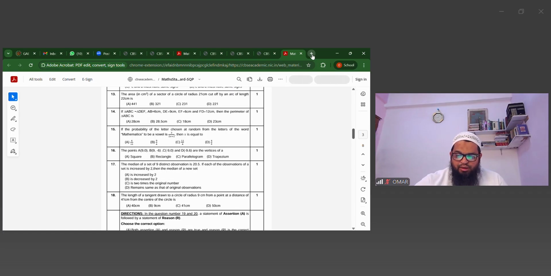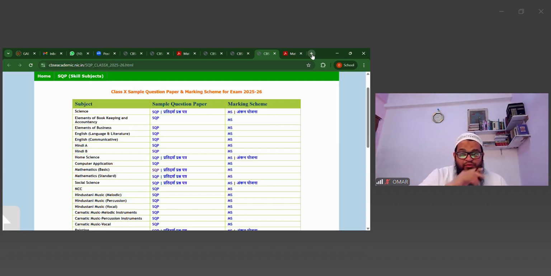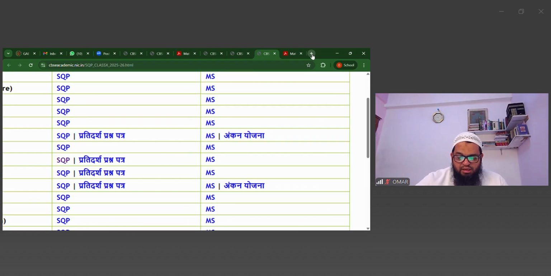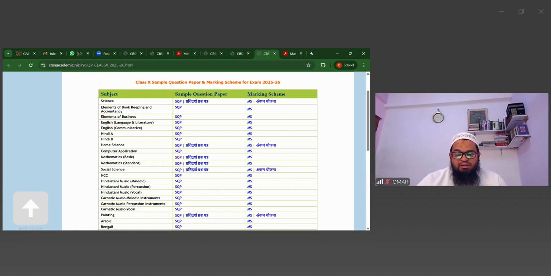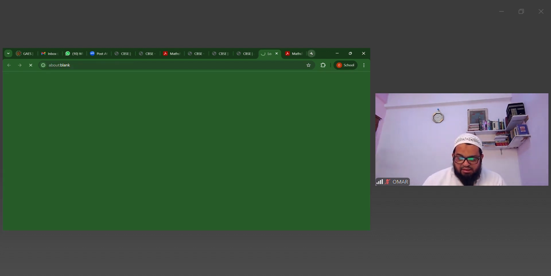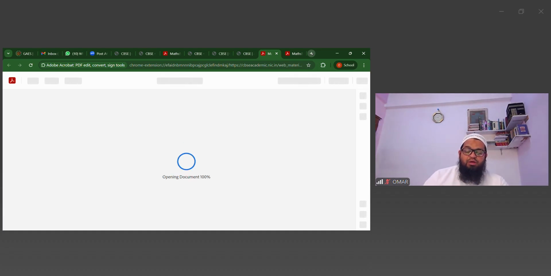Before going to the sample question paper, I just want to discuss one more thing, which is the most important thing, where you will see MS. MS means the marking scheme of the question paper. That means the solutions of the sample question paper. And it is not only about solutions. For example, if you are going to solve a question other than section A, I'm talking about.